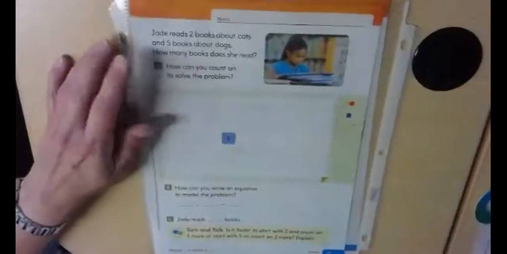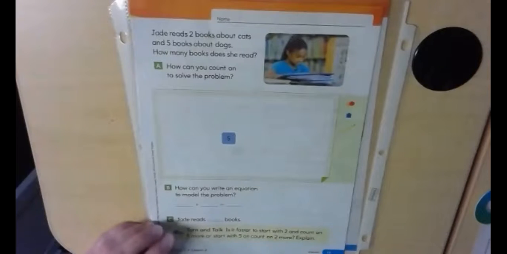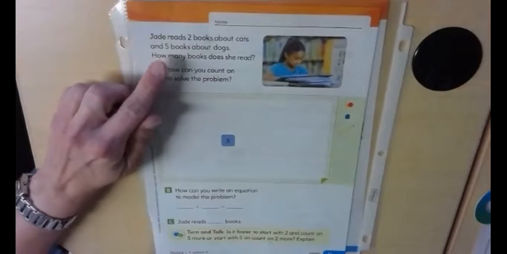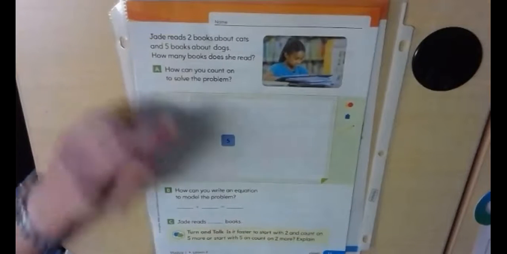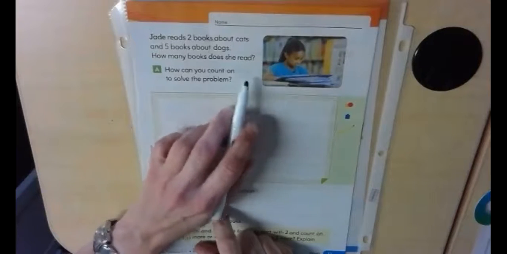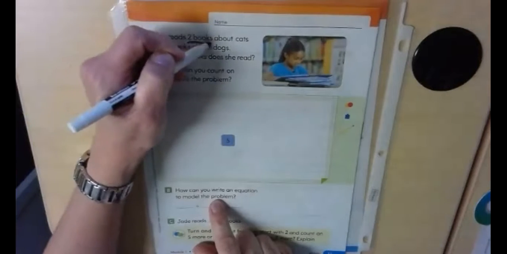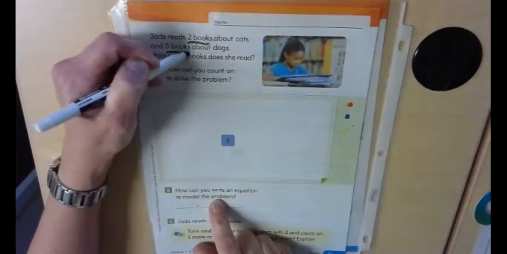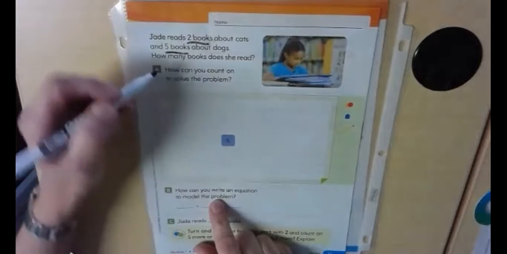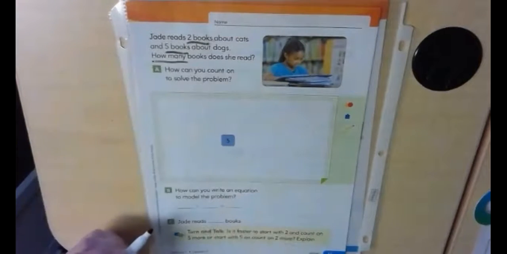This will go along with the second task on there. Jade reads 2 books about cats and 5 books about dogs. How many books does she read? Let's look for those important numbers. Jade reads 2 books about cats and 5 books about dogs. How many books does she read?